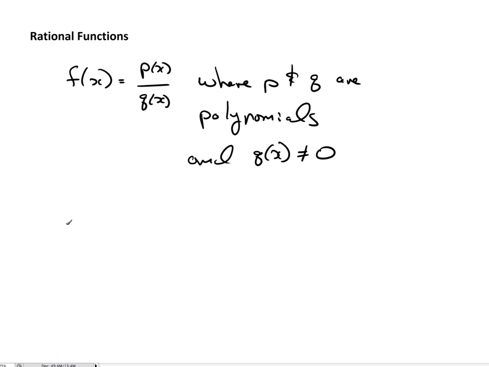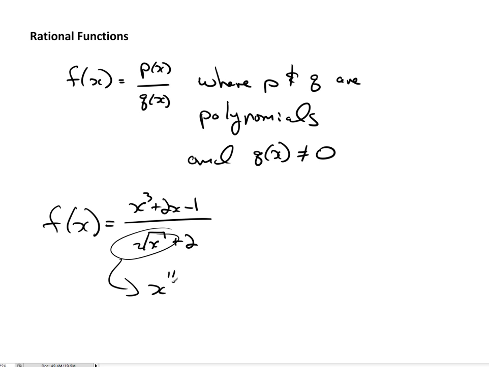Now, in terms of definition and in actual practice, it's two different things. If I say f of x equals x cubed plus 2x minus 1 divided by the square root of x plus 2, by definition this is not a rational function, because this piece is x to the 1/2, and that is not a polynomial, because the exponent has to be an integer. Even though technically it's not a rational function, we always treat it as if it was. It's actually an algebraic function.